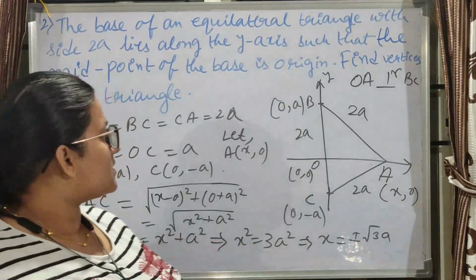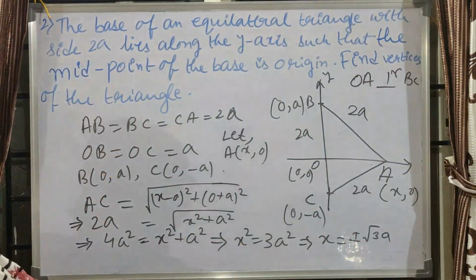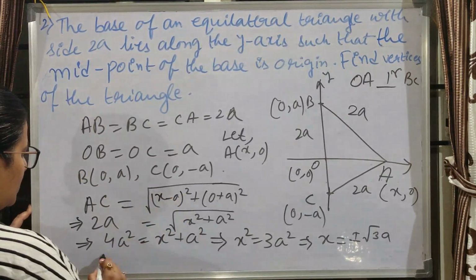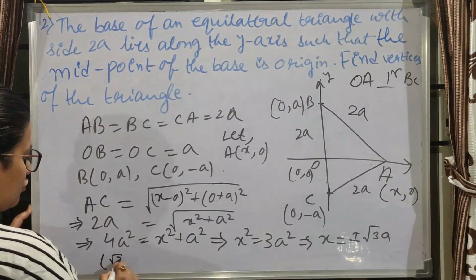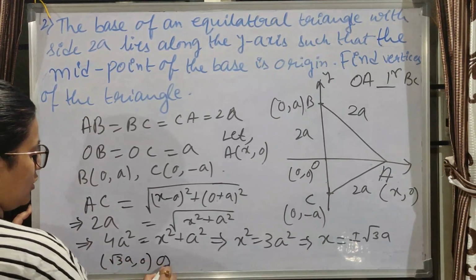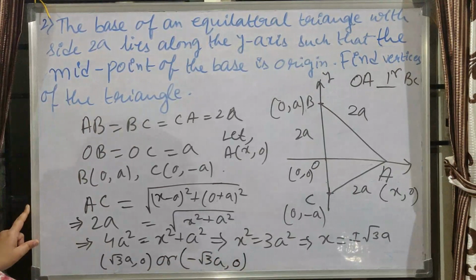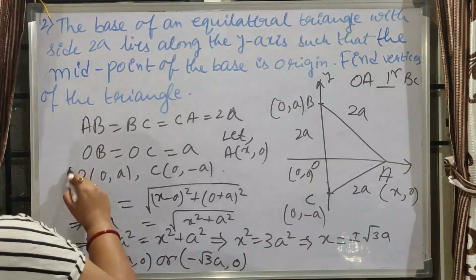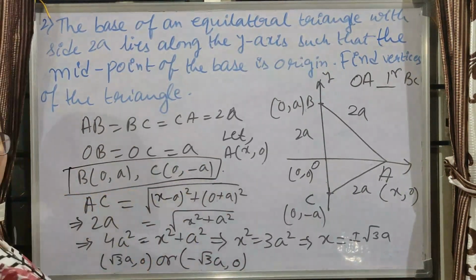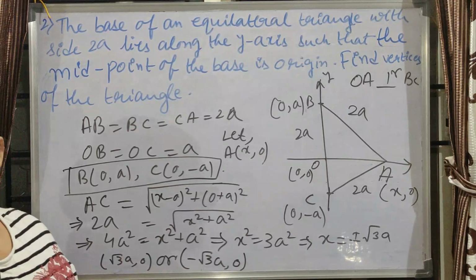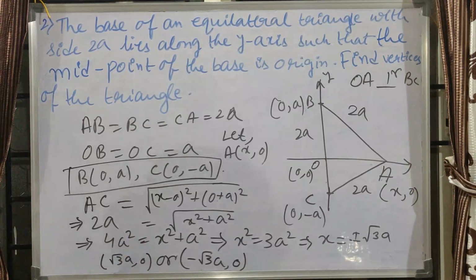So if we want to write the coordinate, what can we write? BC we got: root 3A, 0 or minus root 3A, 0, and BC is this one. So for ABC we get two sets, one A will be this, another A will be this one. I hope everyone understood this problem. We'll move to the next problem.